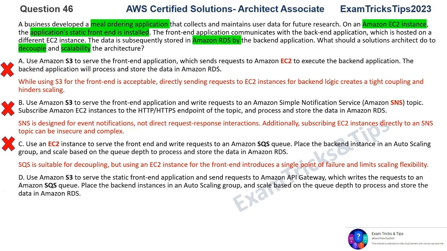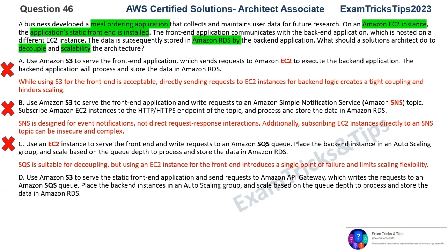We have already done a detailed analysis of this particular option in the solution overview. We'll use S3 to serve the static front end. We will use an API Gateway and an SQS queue to decouple the application. The backend instance will be placed in an auto scaling group and scale based on the queue depth to process and store the data in Amazon RDS.